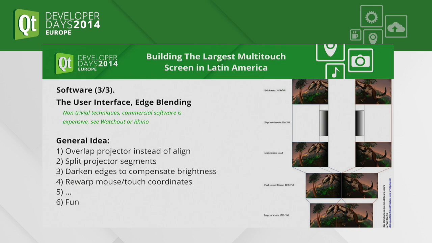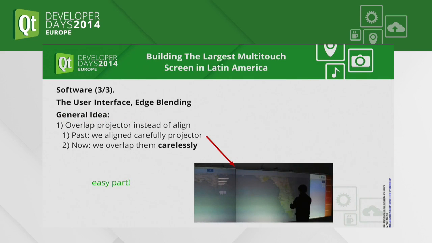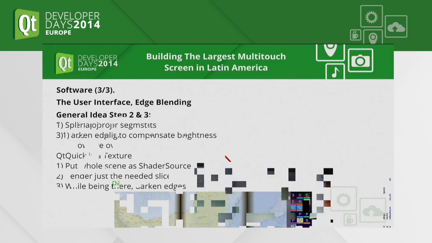These techniques are sold by several companies, and I don't know here, but in Mexico, the software is very expensive, and the hardware is also very expensive. But, well, the first part, to overlap projectors instead of aligning them, that's easy. Just move the projector. Next.